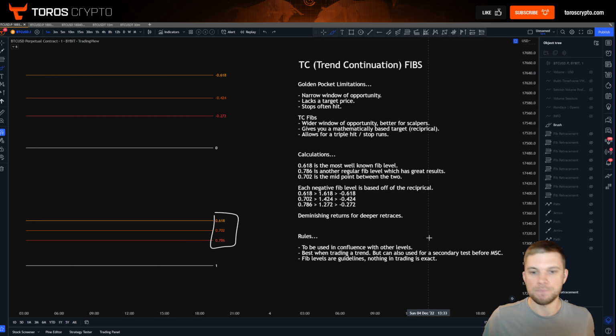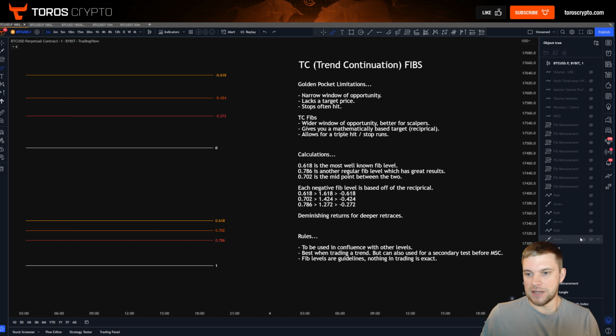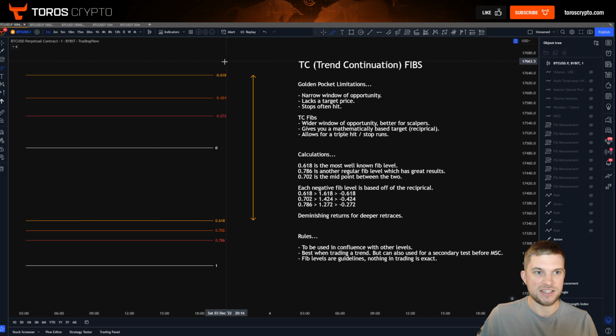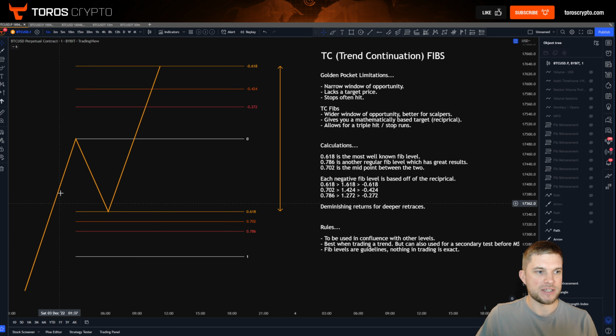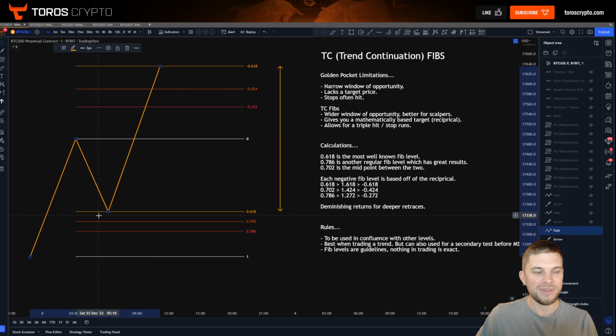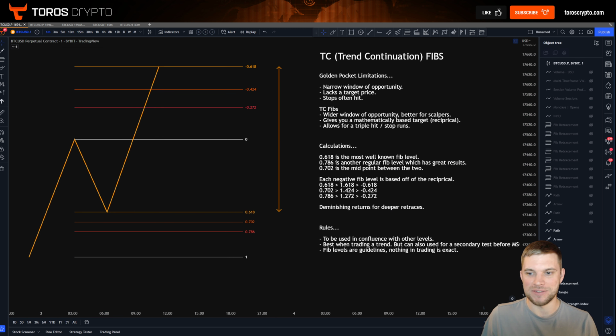So the levels themselves, okay, and this is what I mean by the reciprocal. If you have your 618, you are looking at a target of the negative 618. So that would give you a path like this. Let me just shift this over slightly, and then you see price coming up. It hits into the zero, and then you come into here. So this should be like here, shouldn't it? So then you've got your retrace, and then you're getting that continuation up to the 618.